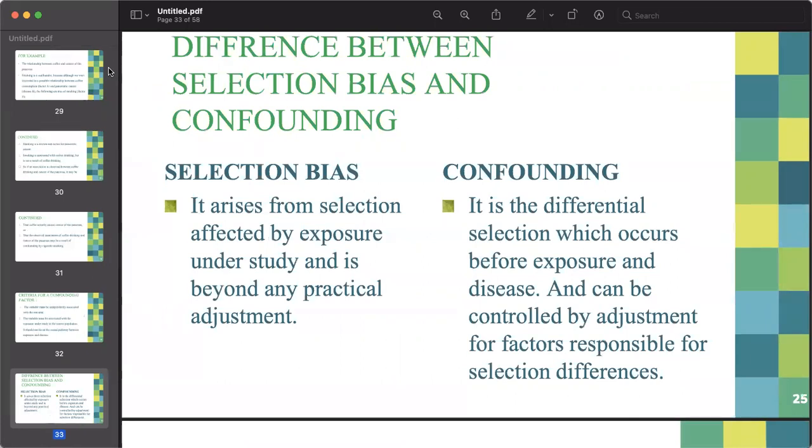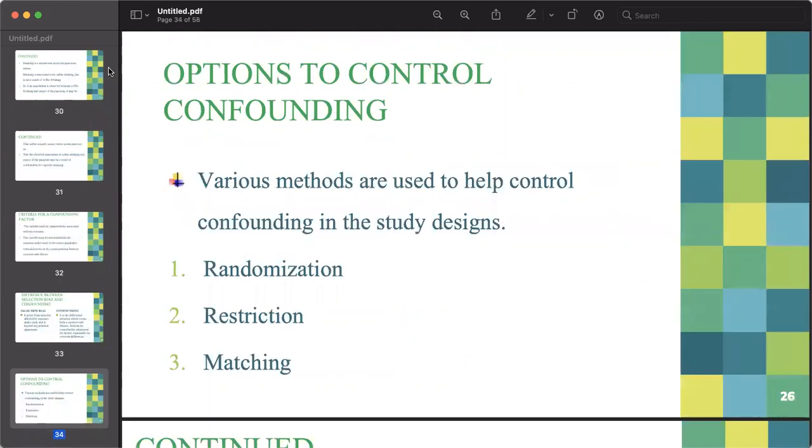Difference between selection bias and confounding. Selection bias arises from selection affected by the exposure under study and is beyond any practical adjustment. Confounding is the differential selection which occurs before exposure and disease and can be controlled by adjustment for factors responsible for selection differences. Options to control confounding.